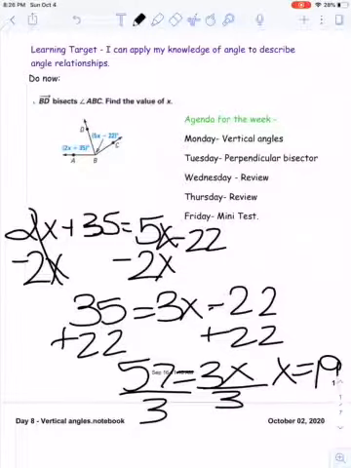Now, because it just says to find x, then I'm done. But if it said to find an angle, I would then have to plug 19 in. Okay, so check your work. See if you got 19. If you didn't get 19, pause me again, erase your work, and recopy down the correct work, okay?